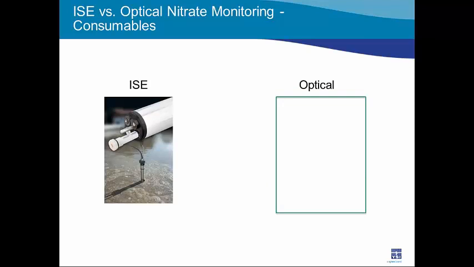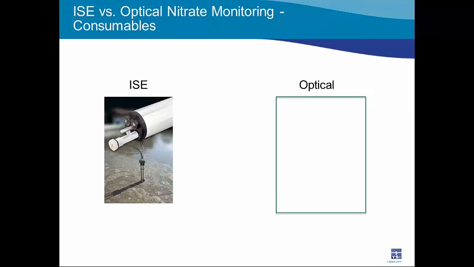Next comparison I have here is with consumables. The ISE probe shown here, and you can kind of see the exploded view there of the electrode sticking out. Those electrodes eventually deplete and need to be replaced. And so electrode replacement is an important factor with an ISE. Typically, we recommend for our electrodes that they be replaced every 12 to 24 months.